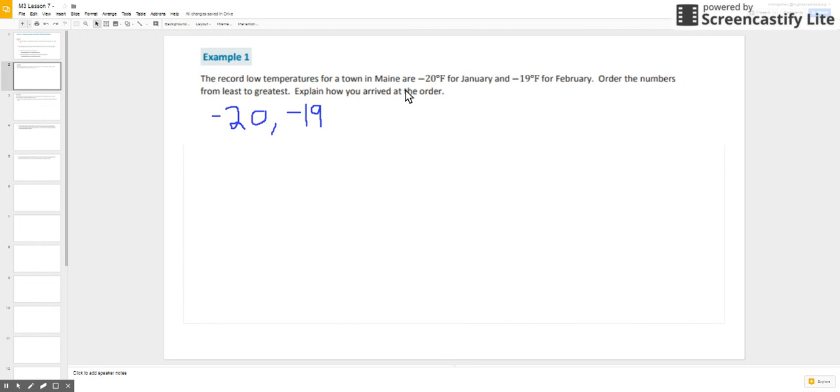If we look at it in the form of a number line, we can use this as a visual aid. If 0 is up here on the number line, we go negative 1, negative 2, negative 3, negative 4. I'm just going to talk about it. First would come negative 19, and below that would come negative 20, because we're going in the opposite direction of positive numbers, so it goes in the opposite order.